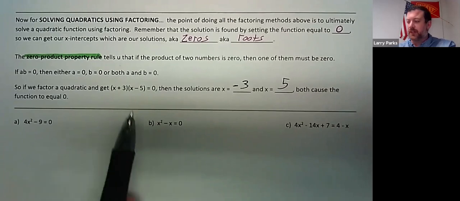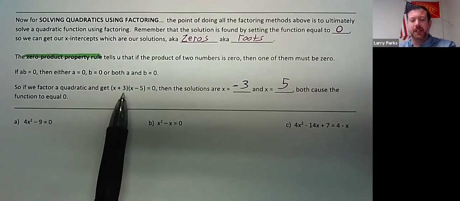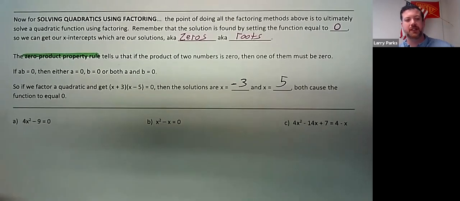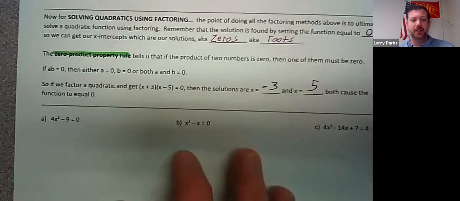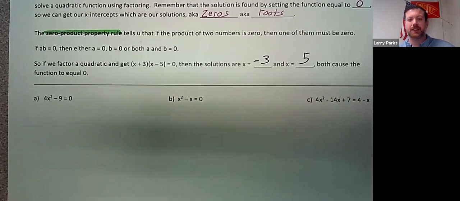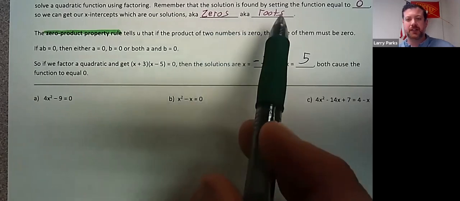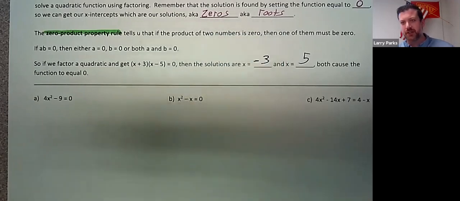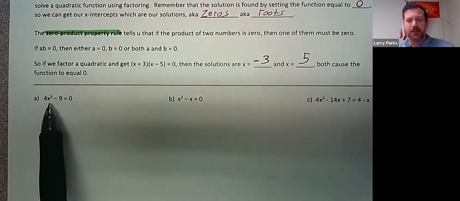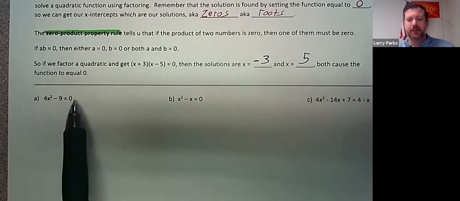So this is what we call factored form. If you have it in factored form, it's easy to find the x-intercepts. Okay. So for example, A, I am trying to find the x-intercepts, otherwise known as zeros, otherwise known as roots, otherwise known as solutions. So 4 times what number to the second power, and then you take away 9, do you get 0?